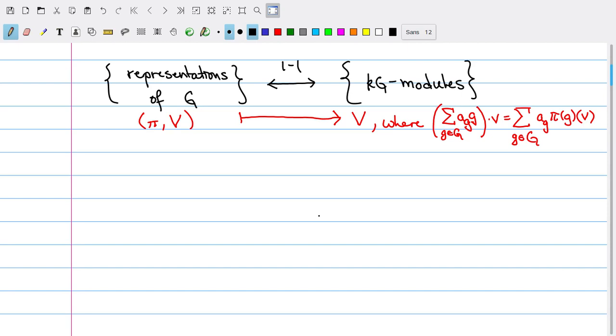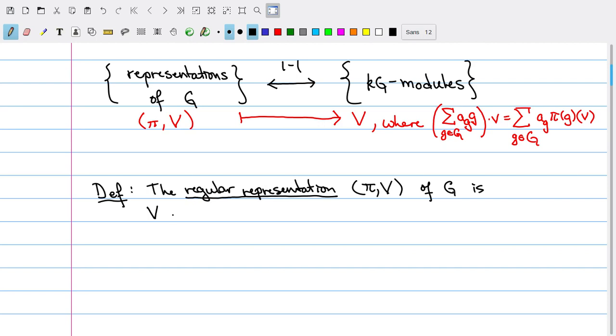One of the most important representations of G is the regular representation. This is determined by KG viewed as a module over itself. In particular, it's a representation π of G over the vector space V given by KG, wherein π of g is the linear transformation from V to V which acts on basis elements by group multiplication. In particular, it sends the basis element h of V to gh.